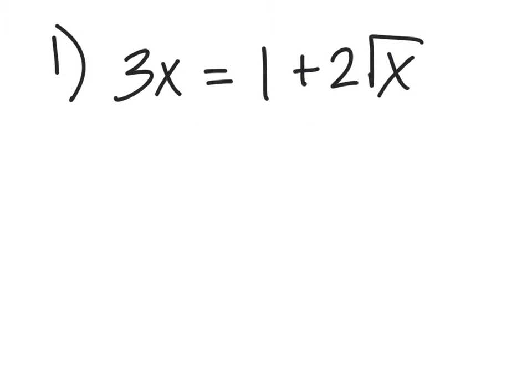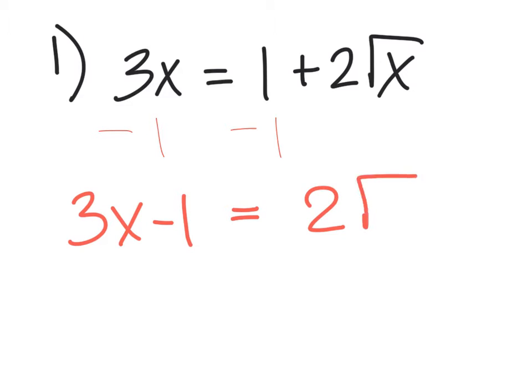So let's get our feet wet with this first example. 3x equals 1 plus 2 radical x. So remember, step number 1 in radical equations is to isolate the radical, or get it by itself. So hopefully you would agree the first thing we're going to do is subtract the 1 over. So that would leave me with 3x minus 1 equals 2 radical x.